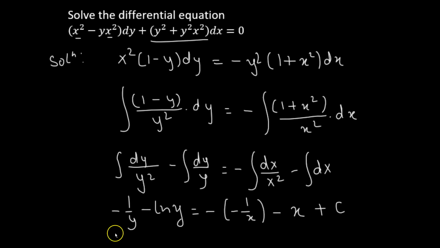So that means, if we write everything in a nice fashion, we should get natural log of y plus 1 over y equals to negative 1 over x plus the constant of integration c, and this is the required solution. Let's call it c prime, and actually it's negative c prime, which is equals to positive c.